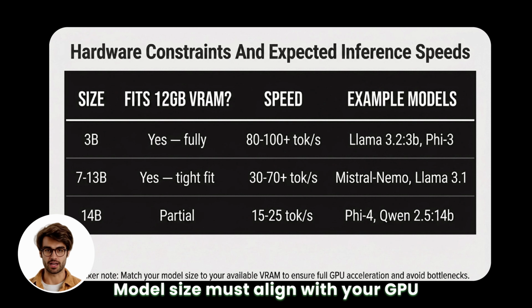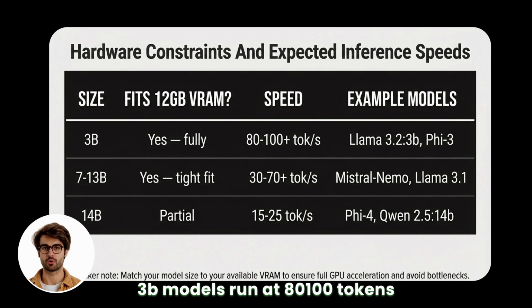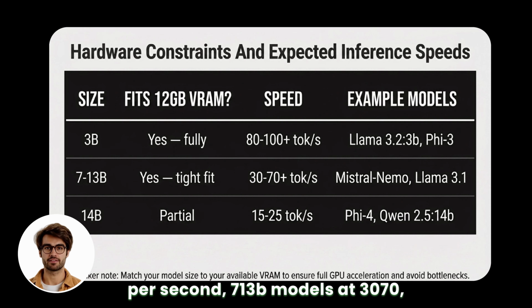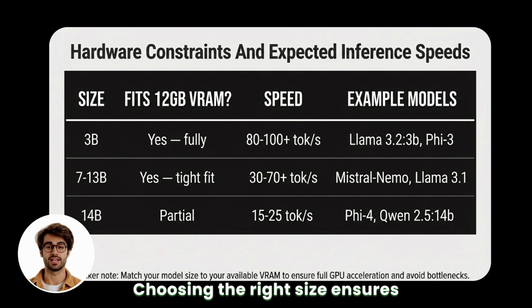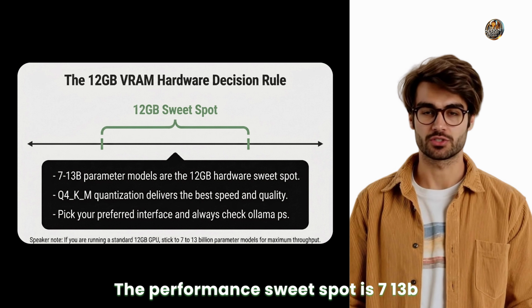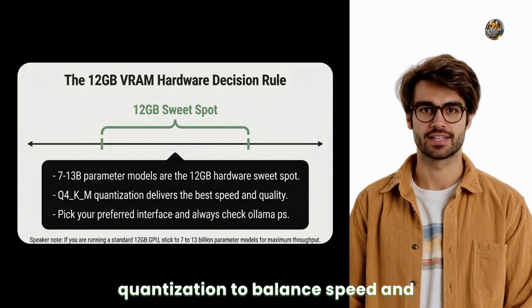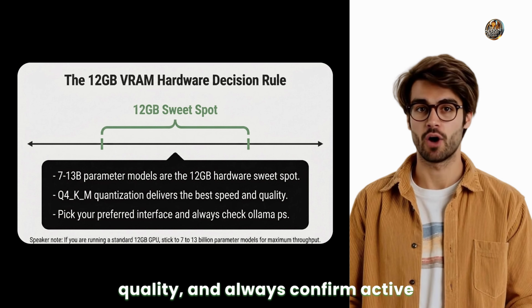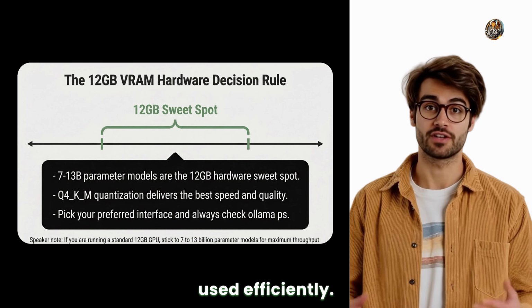Model size must align with your GPU. With 12 GB of VRAM, 3B models run at 80 to 100+ tokens per second, 7 to 13B models at 30 to 70, and 14B models at 15 to 25. Choosing the right size ensures smooth performance for options like Llama, Phi, Mistral, and Qwen. For a 12GB GPU, the performance sweet spot is 7 to 13B parameter models. Use Q4_K_M quantization to balance speed and quality, and always confirm active models with the ollama ps command to ensure your hardware is being used efficiently.